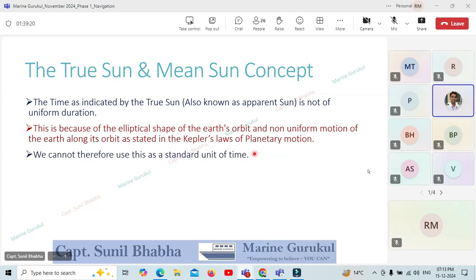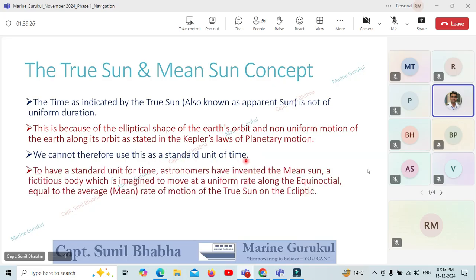Now, we cannot therefore use the time measured by the true sun as a standard unit of time. So what was done to take care of this problem? To have a standard unit of time, astronomers have invented a mean sun, which is a fictitious body, and it is imagined to move at a uniform rate or a uniform speed along the equinoctial.